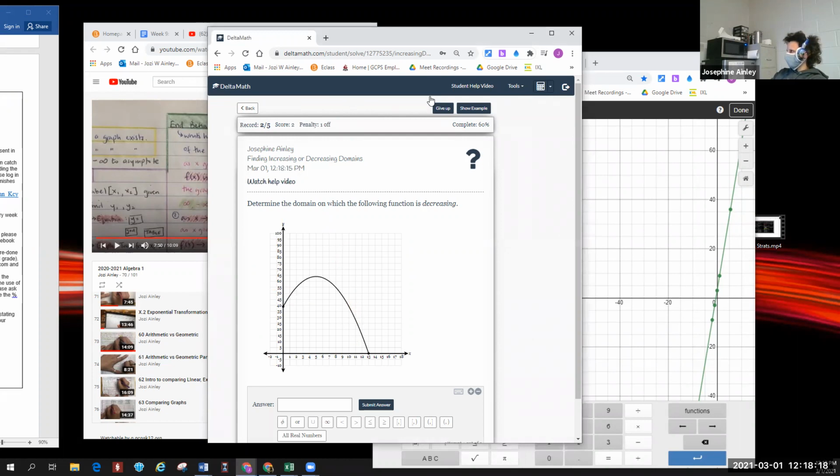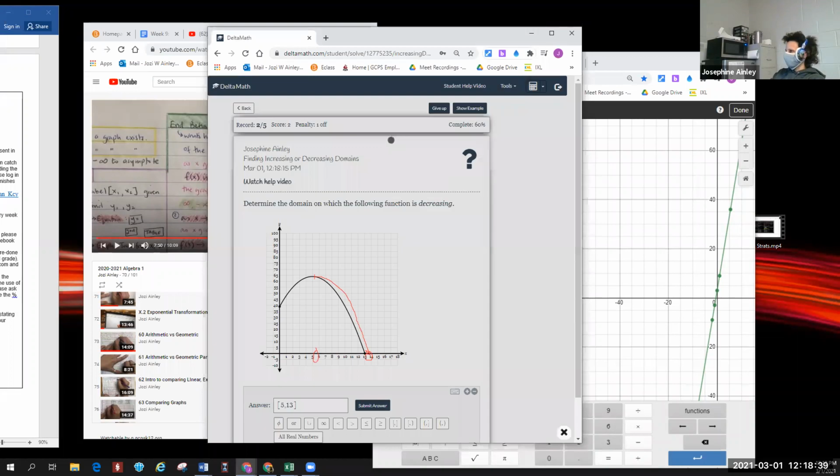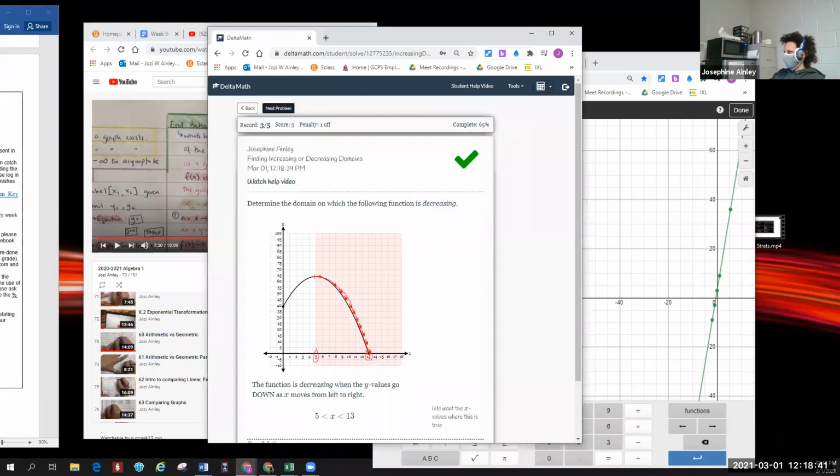All right, so where is it decreasing? Where is it falling? So it falls from around here, which it looks like it's about 5, and it's falling up to here, to 13. So from 5 to 13, and because it includes both of those numbers, it's just closed and closed. So closed and closed, and it's going to be 5 to 13 because domain is just the numbers on your x. Okay, one more problem.